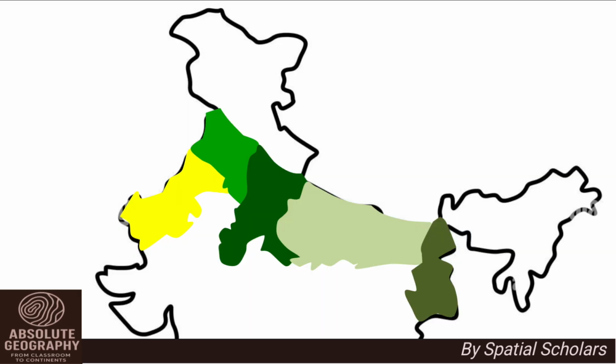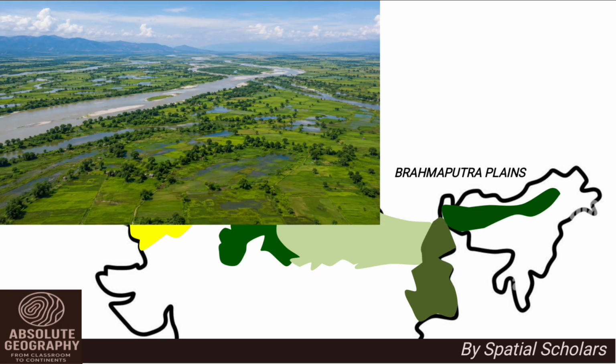Finally, we have the Brahmaputra Plain, also known as the Assam Plain. Its width generally varies between 90 and 100 kilometers. The plain has been formed by the depositional work of the Brahmaputra River and its tributaries. Due to the enormous volume of water and sediments carried by the Brahmaputra River, floods occur frequently in this region. However, these floods also help in maintaining the fertility of the soil through fresh alluvium deposits.